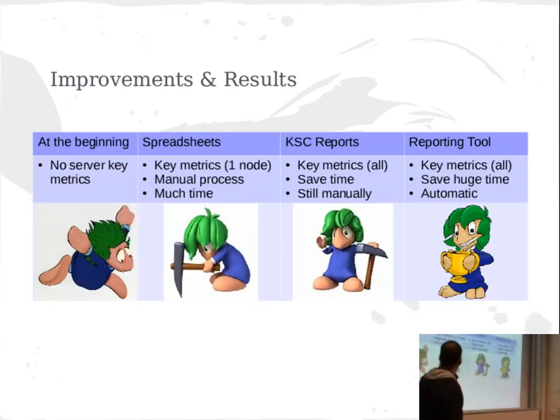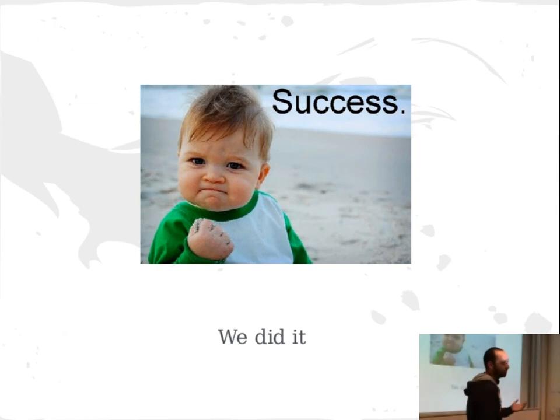So in summary, at the beginning we used the server key metrics. Then we started to use the spreadsheet with just one node of the key metrics. It was a manual process and it consumed a lot of time. Then we started to use aggregate reports. We got all the metrics of all servers. This saved us time, but it was still manual. And then we started to use the reporting tool with all the key metrics and it saved us a huge amount of time, and it's automatic. So we can say we did it.